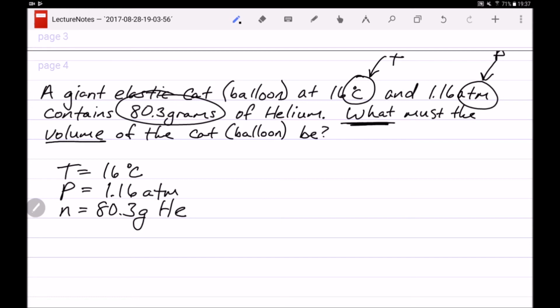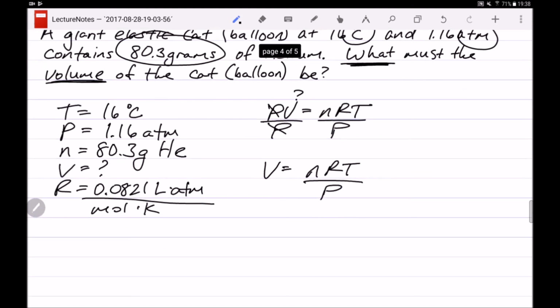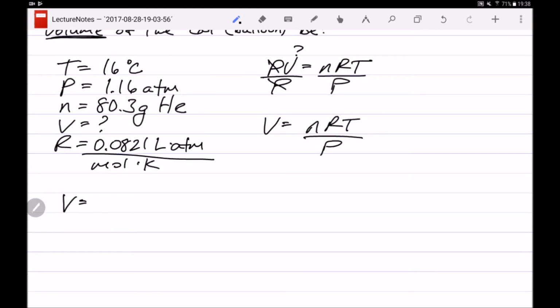Question word, volume. So volume equals question mark, and then of course we always know R, which is 0.0821 liter atmospheres per mole Kelvin. So PV equals nRT, and then V is the question mark. And we need to solve for V by dividing both sides by P. V equals nRT over P. V equals, in 80.3 grams of helium.